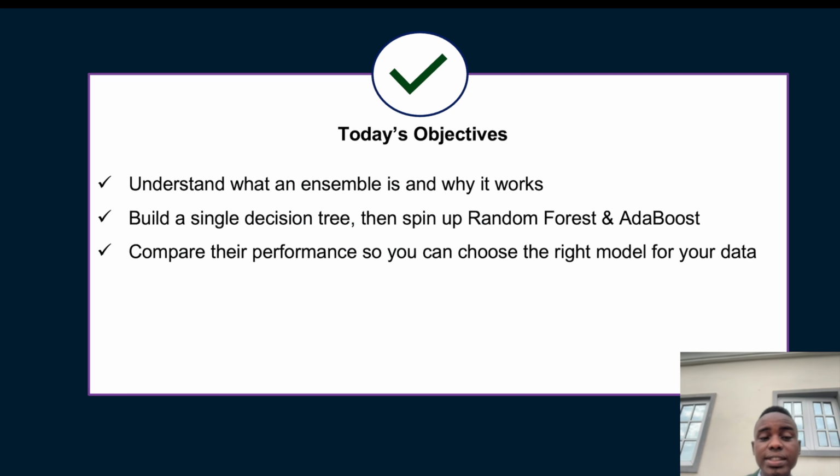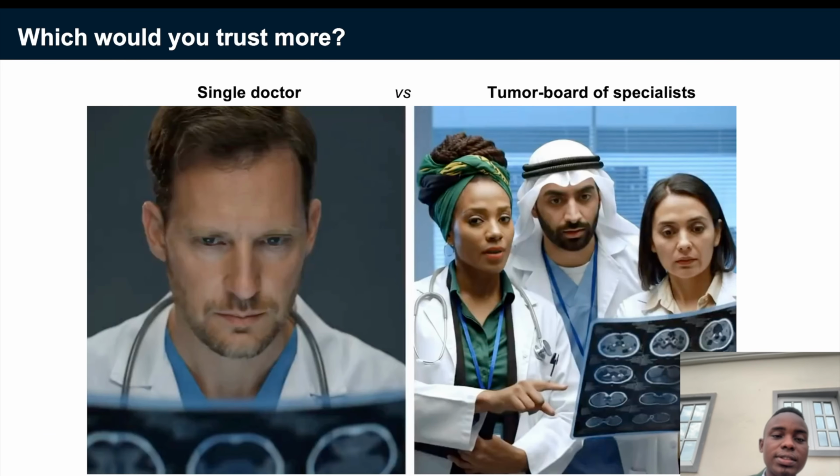Today's objective, we'll be able to understand what an ensemble is and why it works. We'll be able to build a single decision tree. And then, of course, we spin up random forest and AdaBoost. And we also learn how to compare their performance, so you can choose the right model for your data. Now, let's get into this.